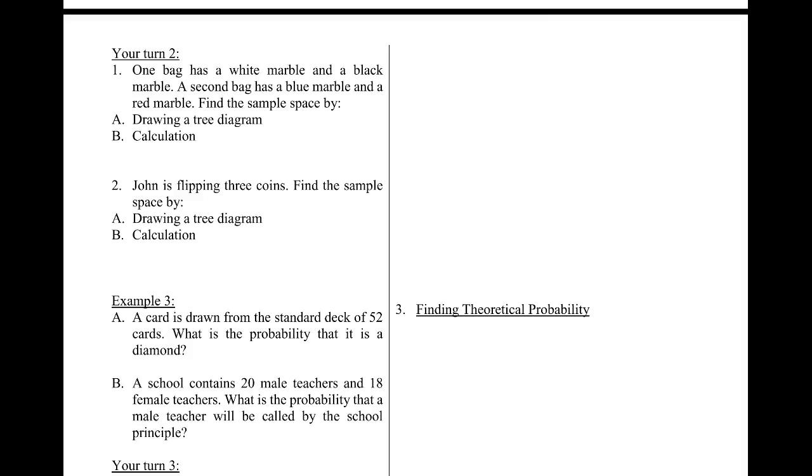Okay. So let's look at your turn 2. One bag has a white marble and a black marble. A second bag has a blue marble and a red marble. We're going to find the sample space by drawing a tree diagram and creating a calculation. Let's do the calculation first. In our first bag, there are 2 different options, white or black. In our second bag, there are 2 options, blue or red, which means you should have 4 different outcomes in your tree diagram.